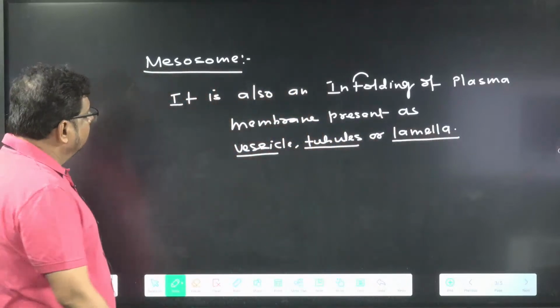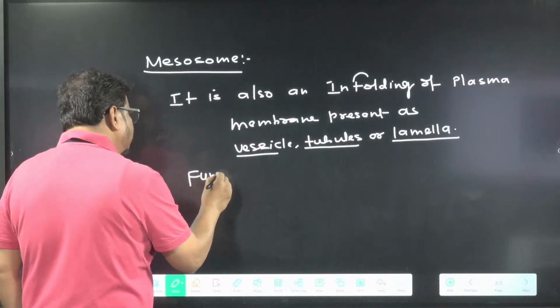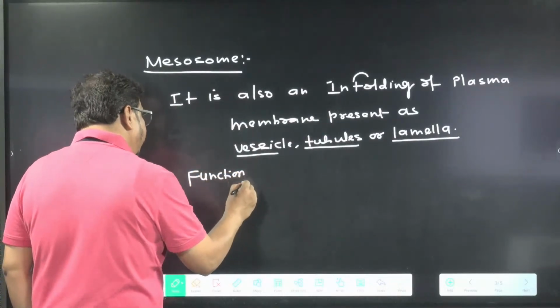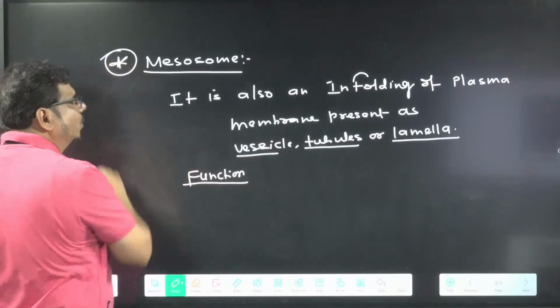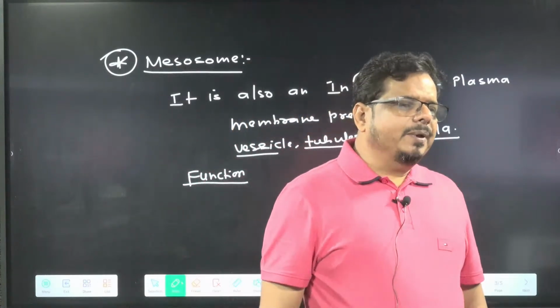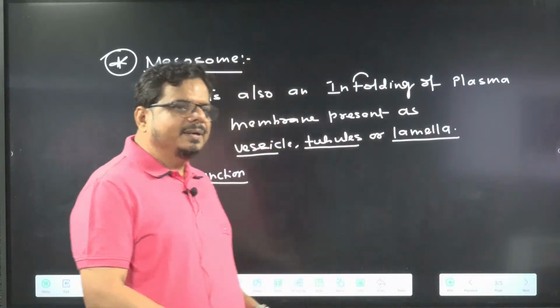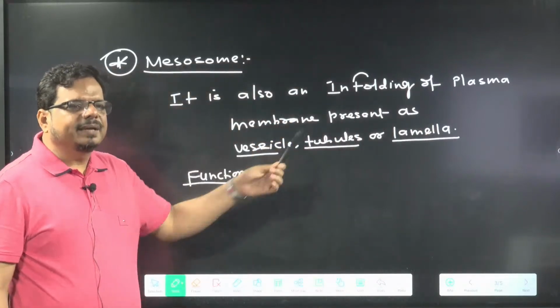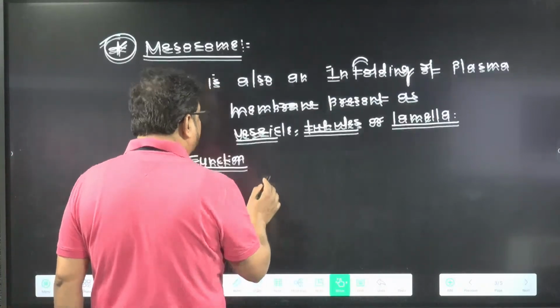Right. Now, what are the functions performed by this mesosome? It is very important. In the entire prokaryotic cell, if a paper setter is told to frame one question, they will prefer to pick from where? Mesosome. So mesosome is very important, you don't ignore it.